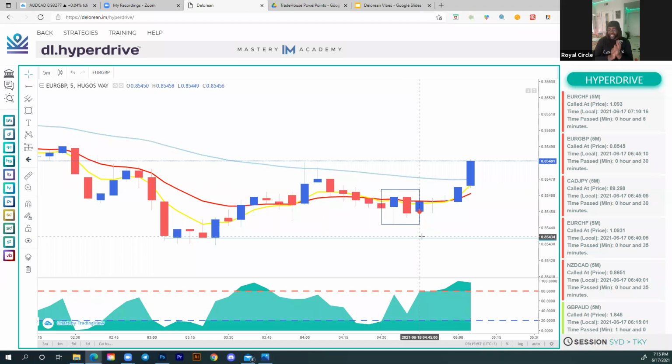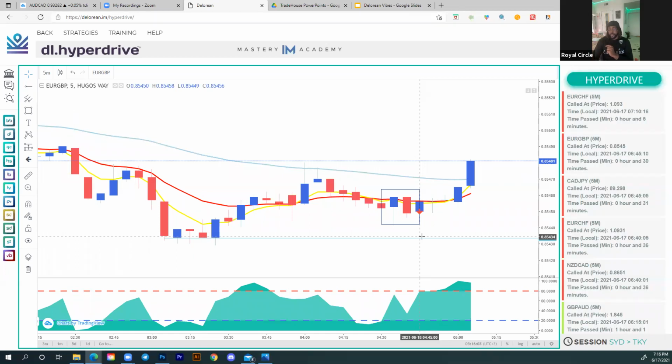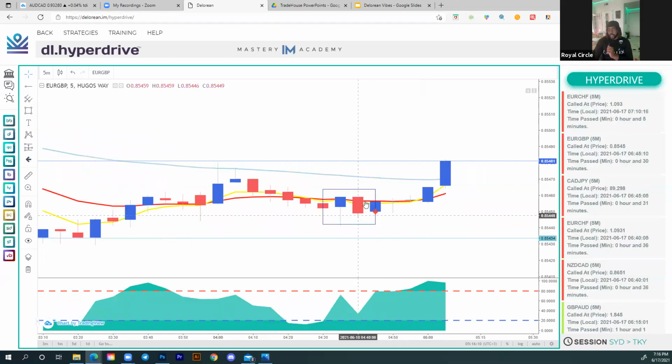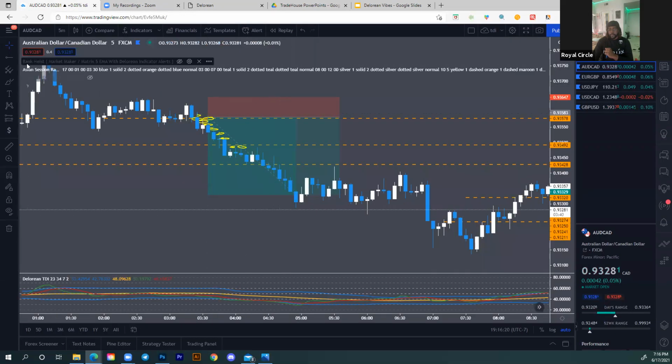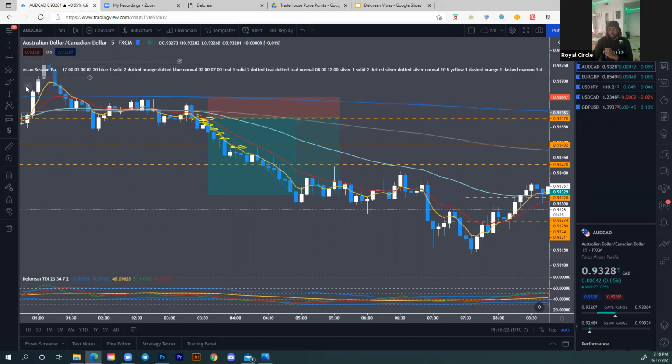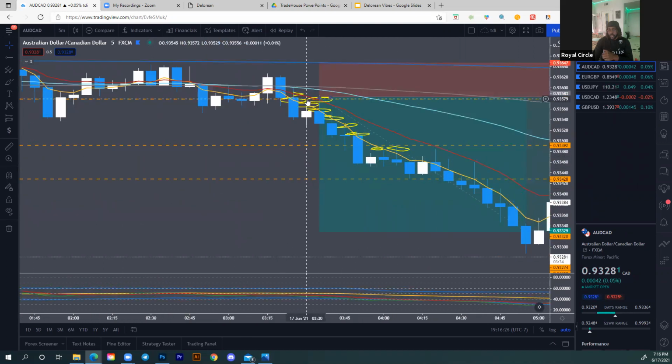So as soon as you get a yes, this is how you enter a hyperdrive trade, okay? To enter a hyperdrive play, you are waiting for the market to pull back to this yellow line, okay? I'm gonna give you an example, right? This was something I caught earlier today.